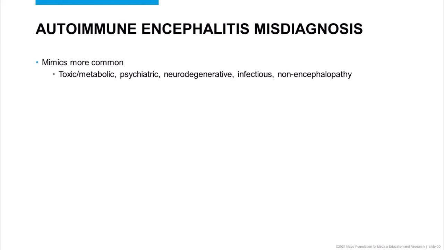So what about autoimmune encephalitis misdiagnosis, which I'll focus on over the next 9 minutes or so. Just to remember, like I mentioned earlier, mimics are more common than autoimmune encephalitis. It's still a rare condition, and toxic metabolic etiologies of encephalopathy will be more common, particularly in hospitalized patients. Psychiatric diseases like schizophrenia, depression with psychosis are going to be more common. Neurodegenerative conditions are more common. Infectious may be similar. And then some patients will have a non-encephalopathy where they might have a brain fog, for example. We'll talk a little bit about that.